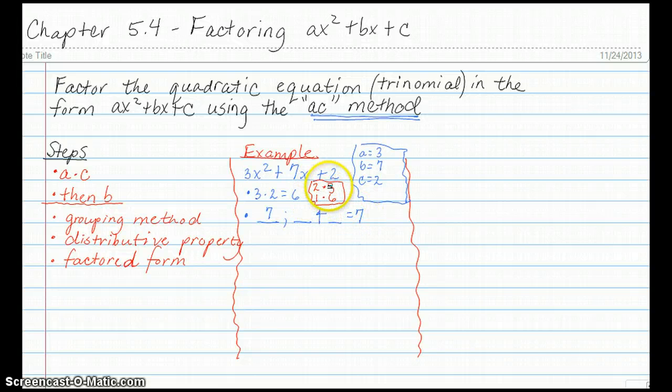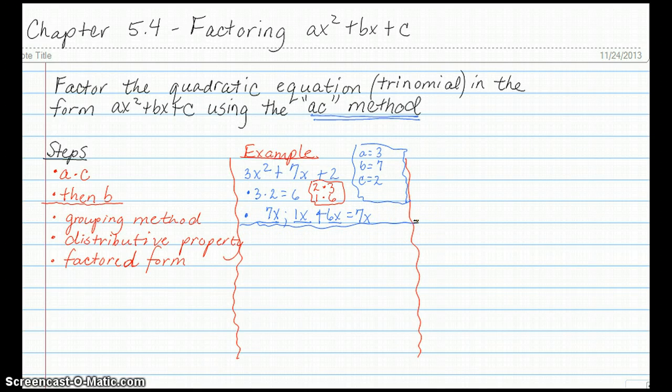So 2 and 3 would give you 5. 1 and 6, however, would give you 7. So our 7x, which is our b value, is going to be gotten from taking 1x plus 6x. Now, it usually doesn't matter which order you write those in. It will give you your 7x. Okay, so that ends that step.